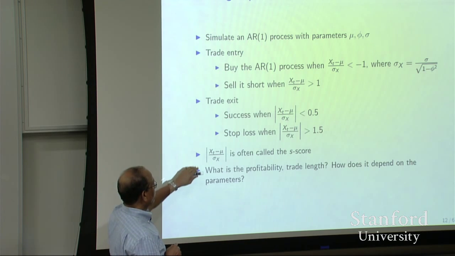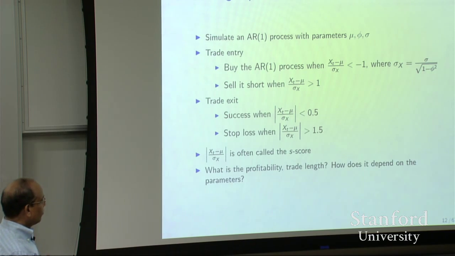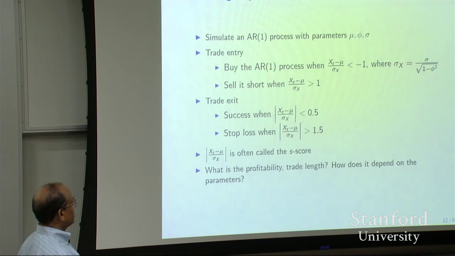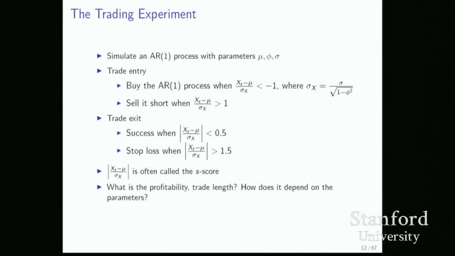This score is called the S score, and we want to see what the profitability is and how many trades you can do. We are going to examine how this depends on the parameters mu, pi, and sigma. Keep in mind that the basic numbers we want to look for are alpha equal to 0 and pi equal to 1. Alpha equal to 0 means the mean is going to be 0, and pi close to 1 means the mean is going to be undefined.